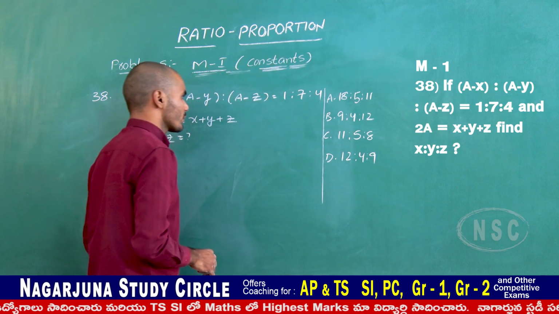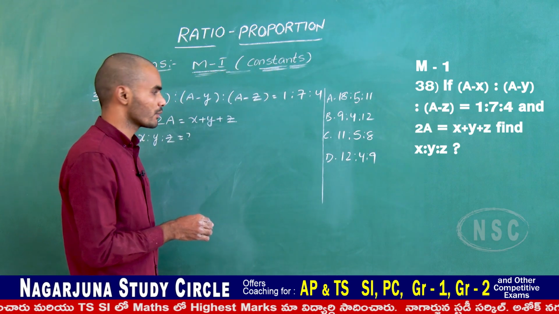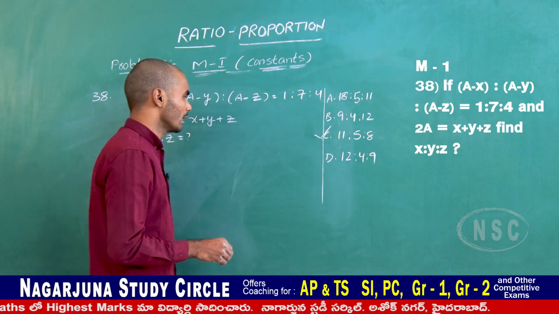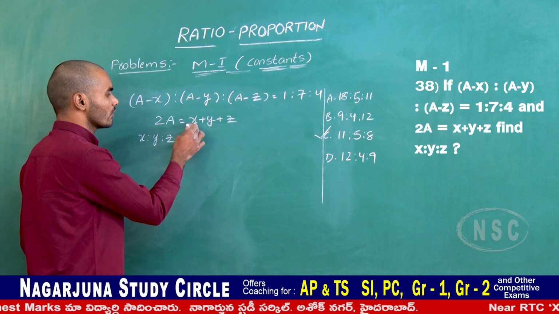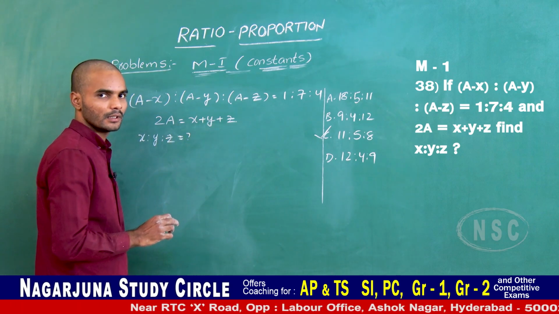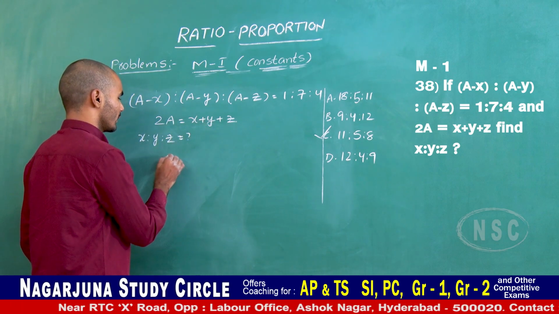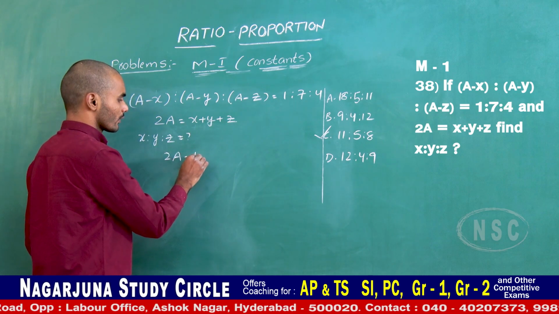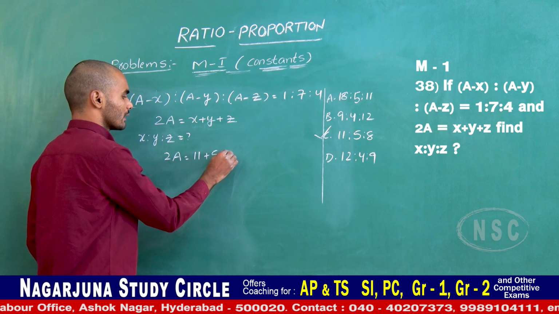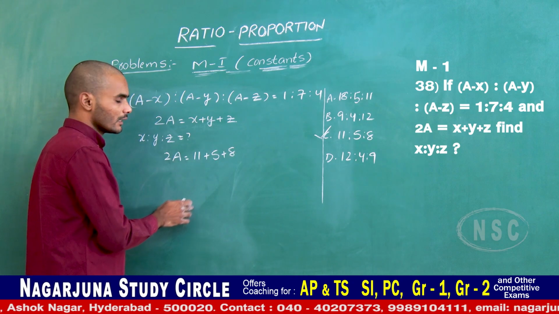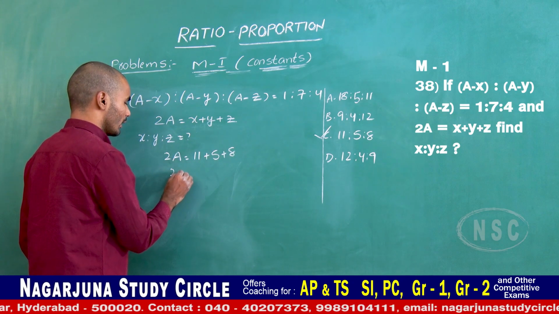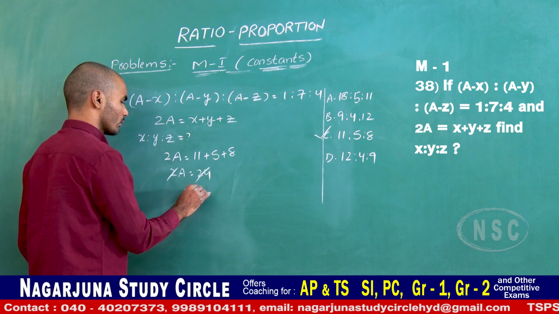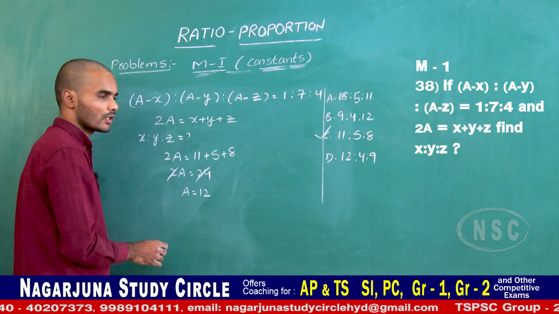Just by using the options, I use option C. Just check it. 2a equals x plus y plus z. 2a equals x means 11, y means 5, z means 8. 11 plus 5 is 16, plus 8 is 24. 2a equals 24, so a equals 12.